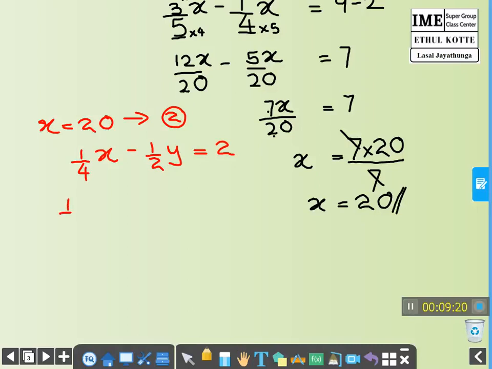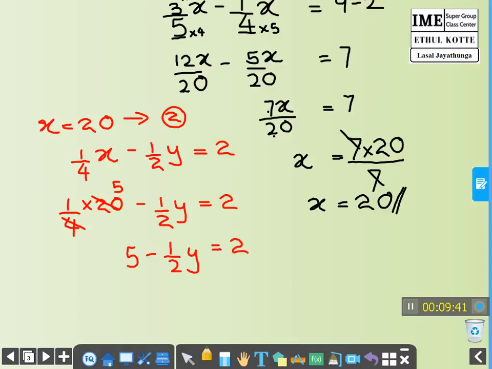1 upon 4, x is 20, minus 1 upon 2y equals 2. 4 and 20 are divisible by 5. 1 into 5 is 5 minus half y equals 2. Right. Now take this 5 to the other side. Here it's plus 5. When you take plus 5 to the other side, minus 5, minus half y.